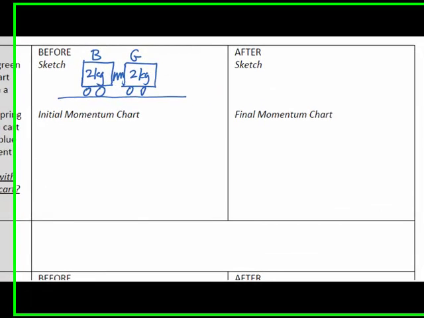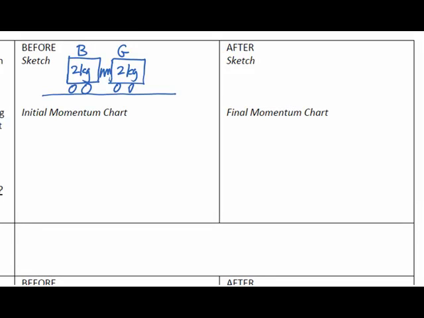We can see that the green cart is given a velocity of 3 meters per second to the right. And we want to know what is the velocity with direction of the blue cart after the spring is released. Okay, so we'll use our initial momentum and final momentum charts to help us solve this problem. So I've drawn the blue cart on the left, the green cart on the right. The situation before is that the spring is all bound up and it's at rest, so we know that the initial velocity for both of them is 0.